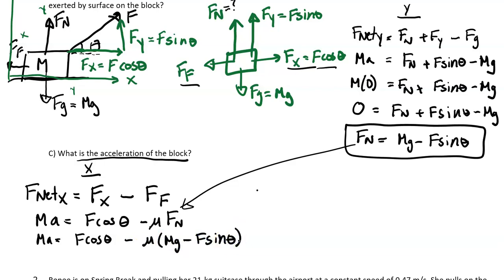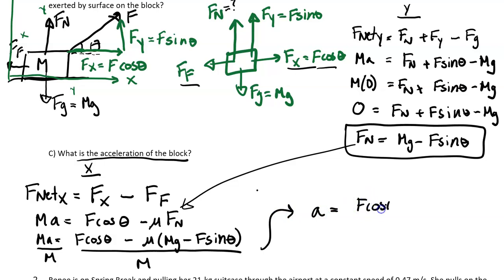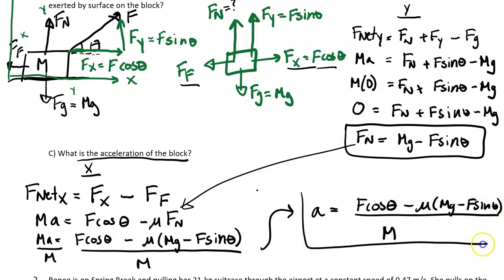And we just need to solve for a, so we can just divide both sides by m, and we're in business. So our final answer is a equals F cosine theta minus mu times (mg minus F sine theta), all divided by m. Awesome. Great.